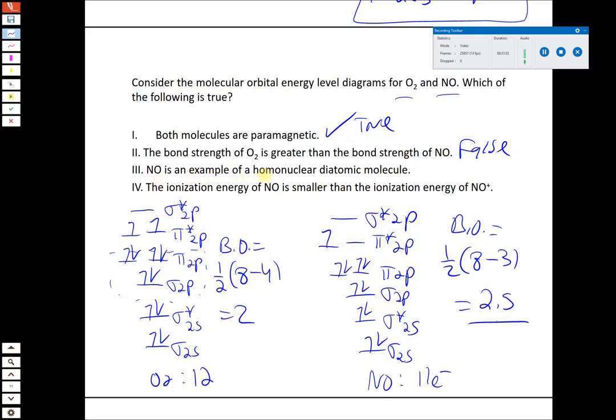3. NO is an example of a homonuclear diatomic molecule. This is just definition. Homonuclear means 2 of the same atom, or really same atom.